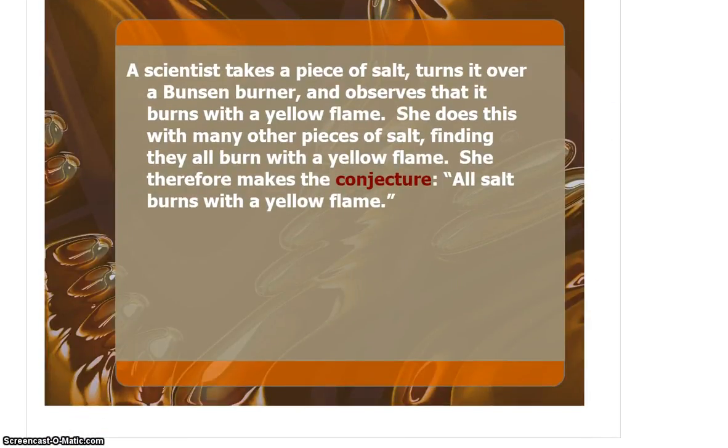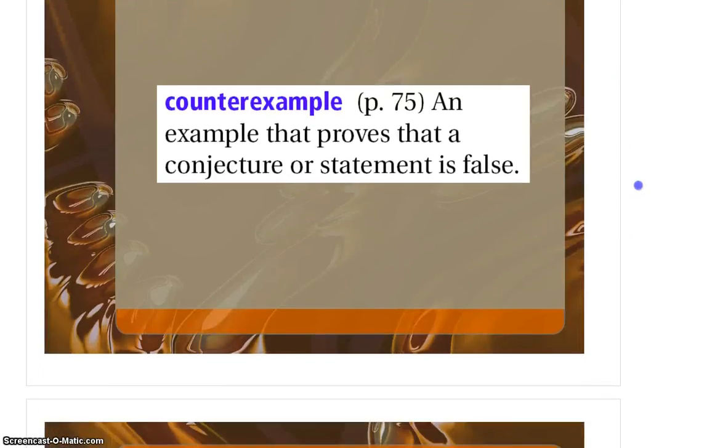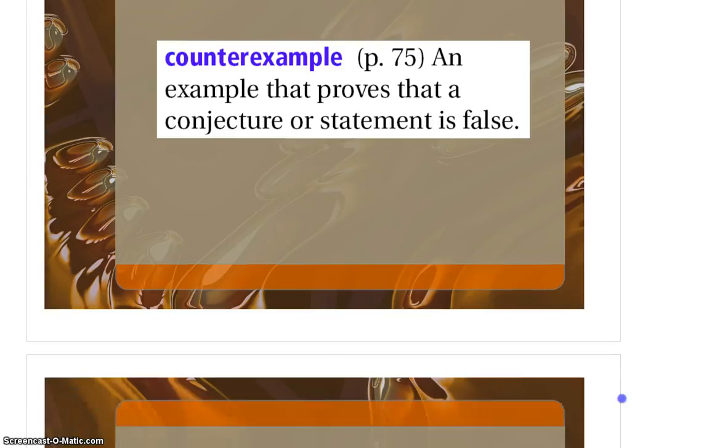A scientist takes a piece of salt, turns it over a Bunsen burner, and observes that it burns with a yellow flame. She does this with many other pieces of salt, finding they all burn with a yellow flame. She therefore makes a conjecture: all salt burns with a yellow flame. At this point, then, she would need to actually prove it in different settings, with different temperatures, and so on. So a counterexample is an example that proves that a conjecture or statement is false. Now, to prove something false, you only need one counterexample, and then the entire thing is false.